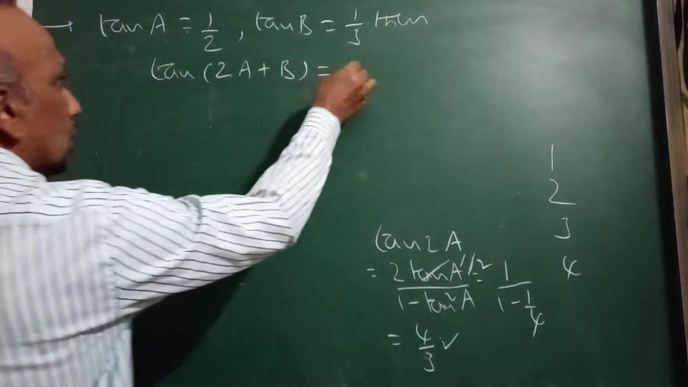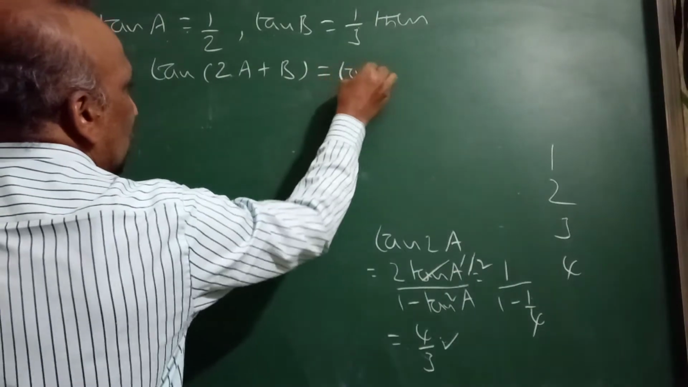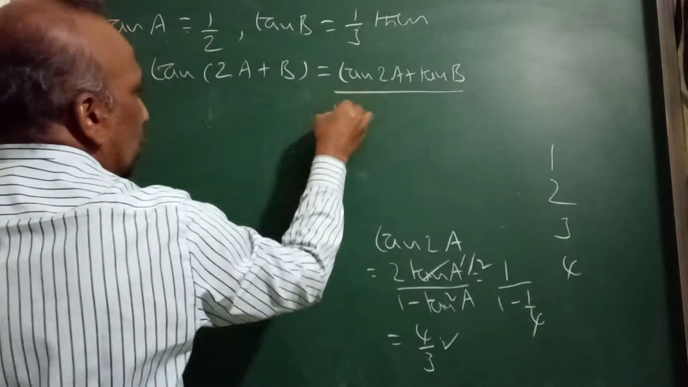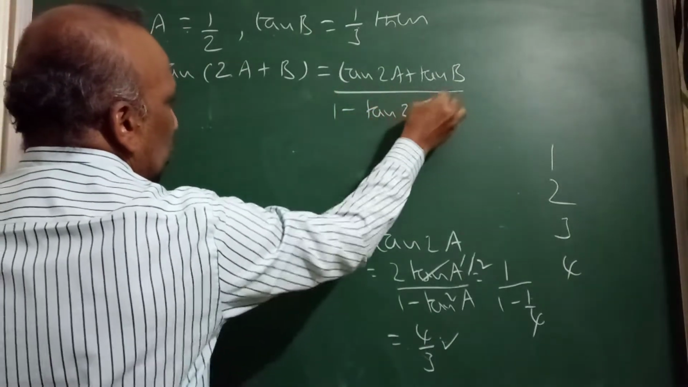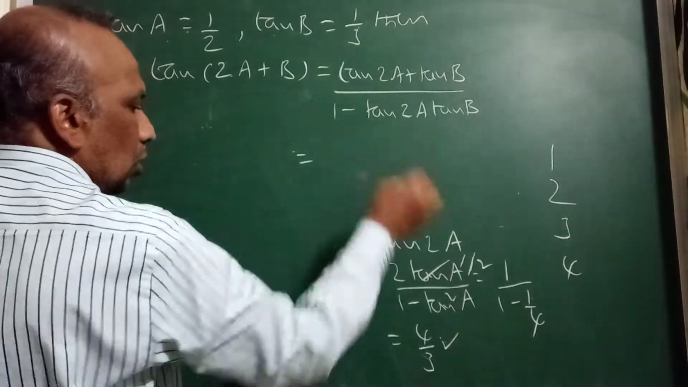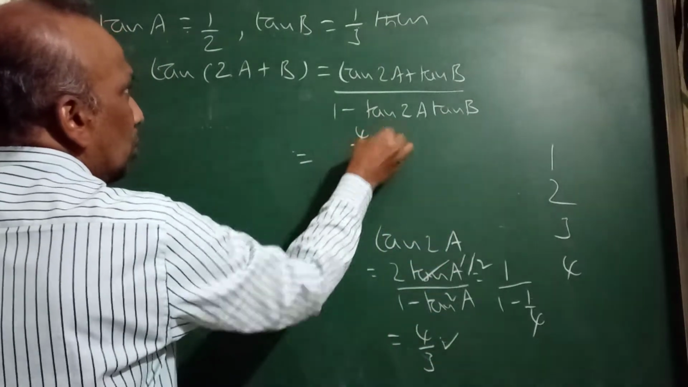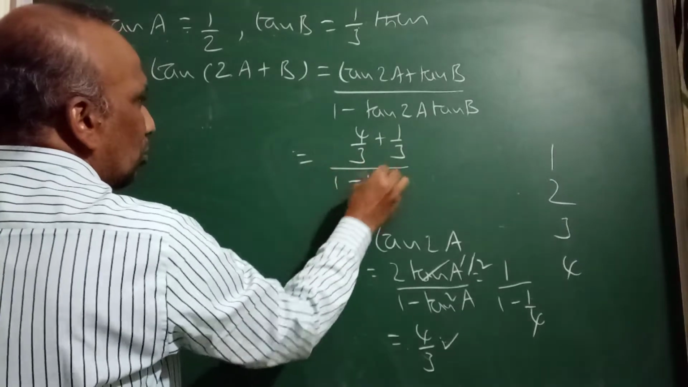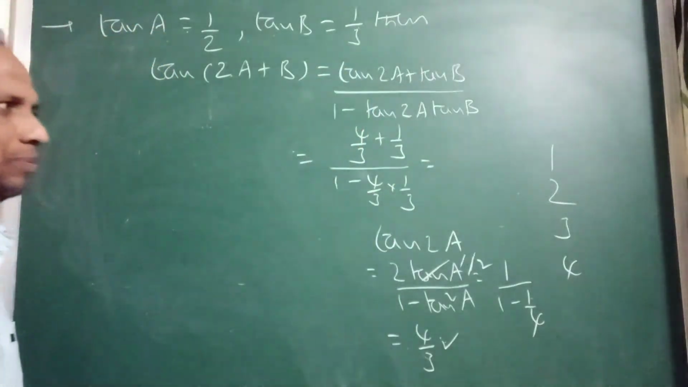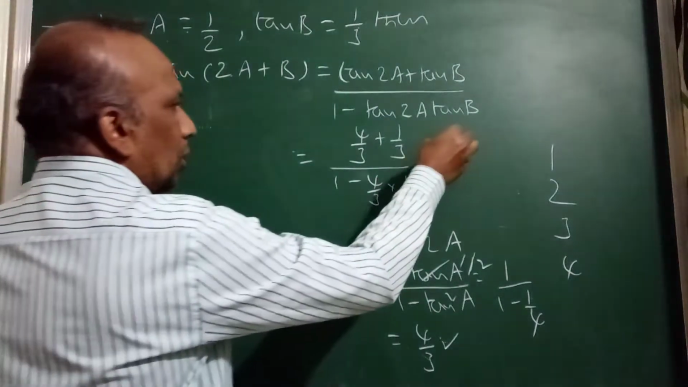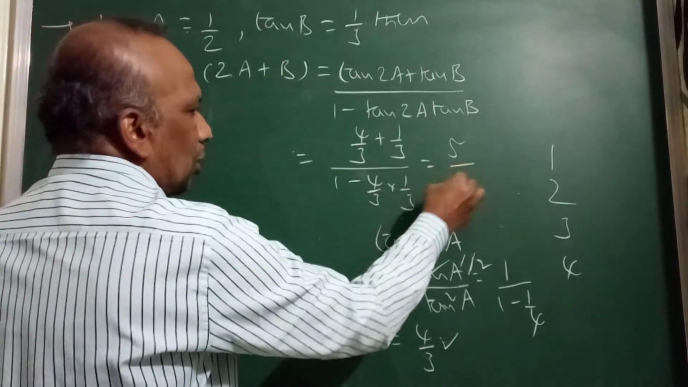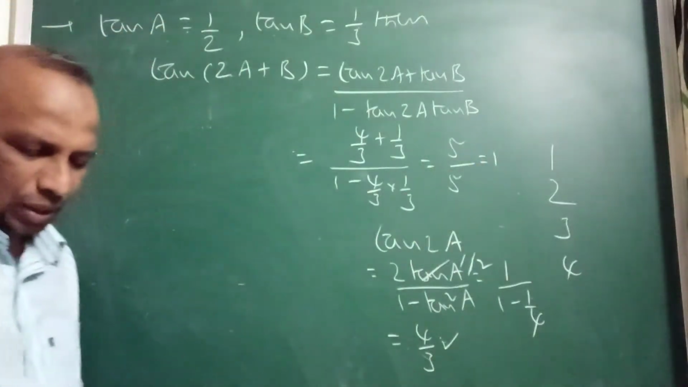Now you expand this. So tan 2A plus B is tan 2A plus tan B by 1 minus tan 2A tan B. So you can write tan 2A, this is 4 by 3 plus 1 by 3, by 1 minus 4 by 3 into 1 by 3. You simplify this. If I simplify this one, you will get 5 by, you can see 9 minus 4, 5 by 5. It gives 1. The answer is 1.